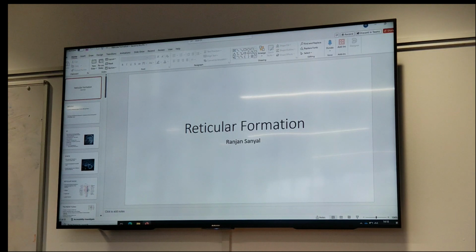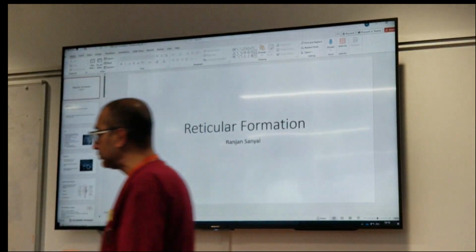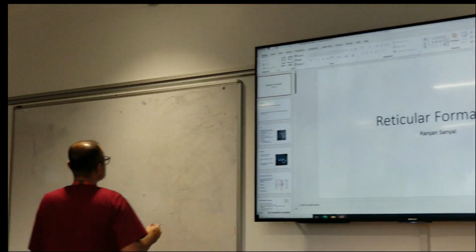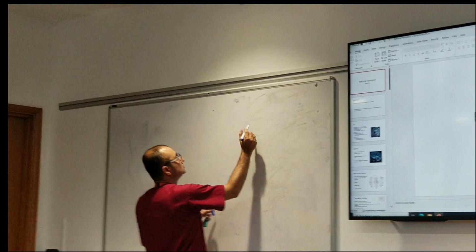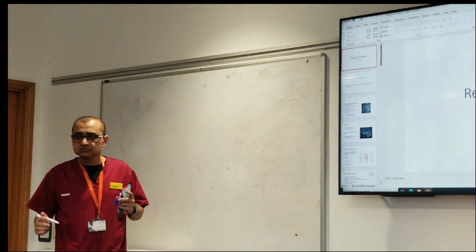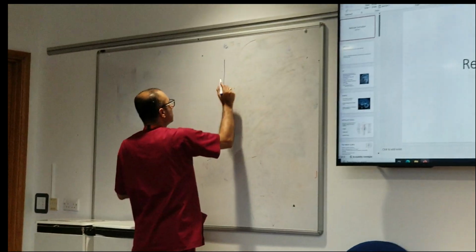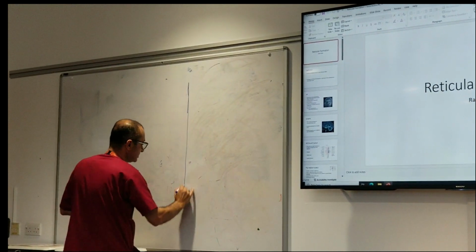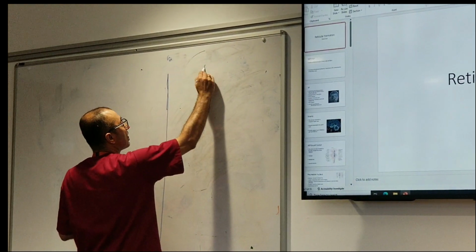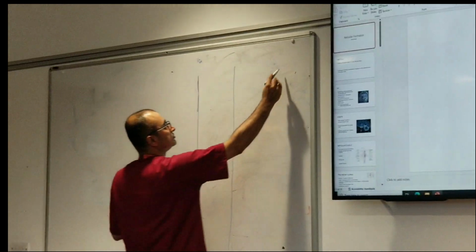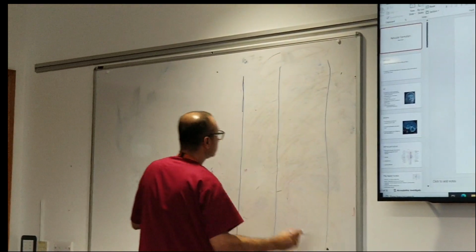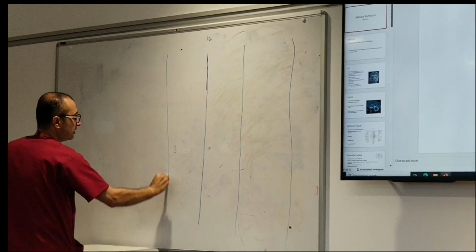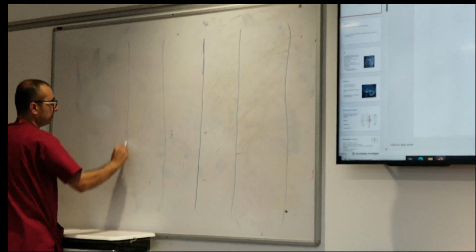Anybody? Where is the reticular formation? It is in the brainstem. What has the brainstem got? So if we look at the brainstem, what have they got? So that's the part of the brainstem. Okay, this is the midline, this is the medial part, this is the lateral part. Medial part and lateral part.